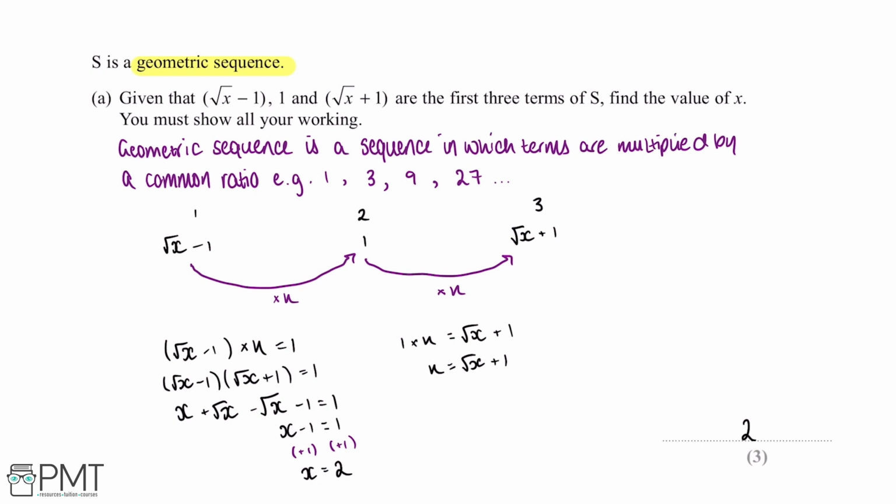Now this question's worth 3 marks. We'll get our first mark for forming the equation from the sequence, our second mark for substituting in root x plus 1 in place of the k, and our third mark for the correct answer.